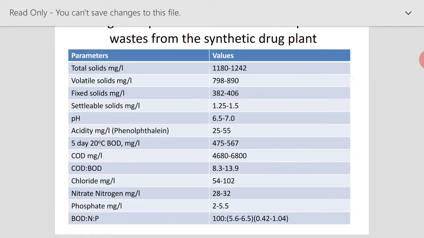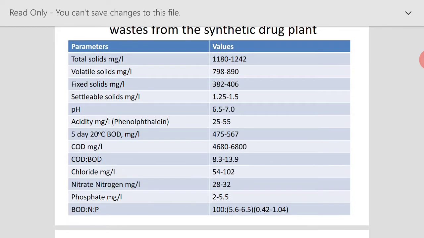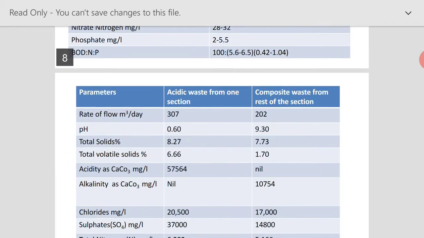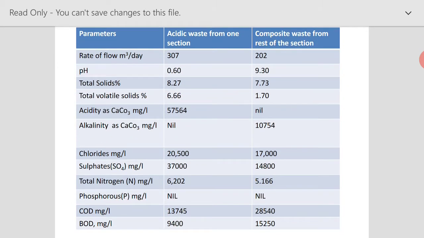Whereas we have phenolphthalein acidity of 25 to 55 milligram per liter, a very high COD of 4680 to 6800 milligram per liter, and 5-day BOD is also found to be 475 to 567. Here we could see the chloride is also high, 54 to 102 milligram per liter. So these are the characteristics of the waste coming from the particular section: acidic waste from one section and composite waste from the rest of the sections.